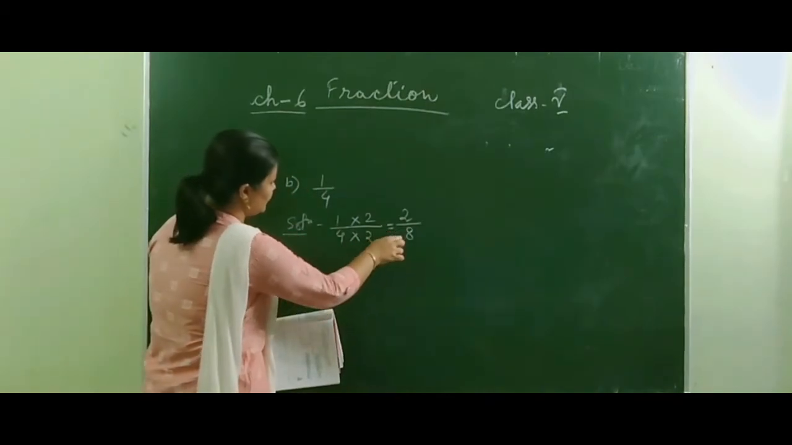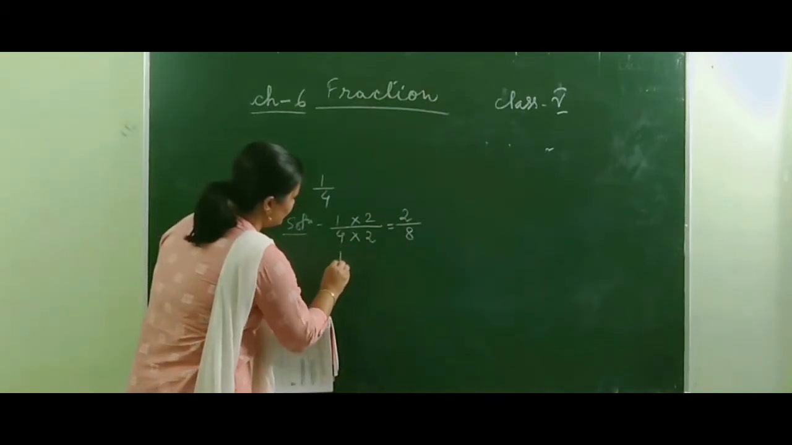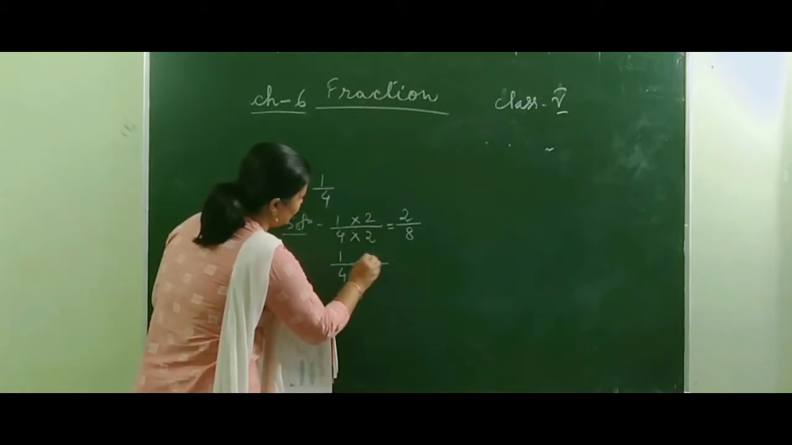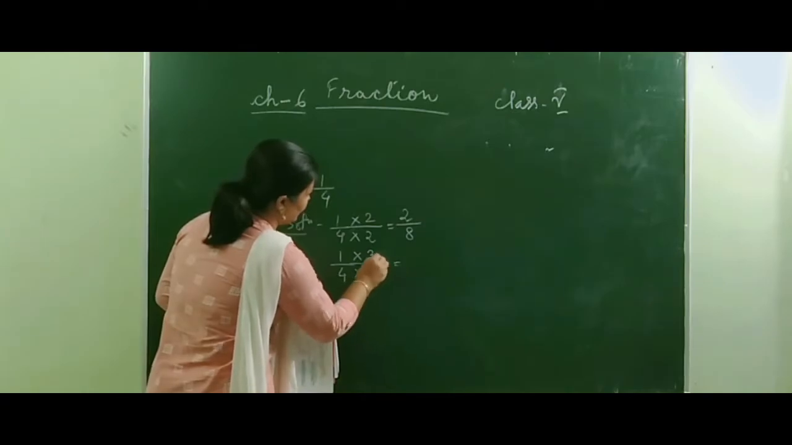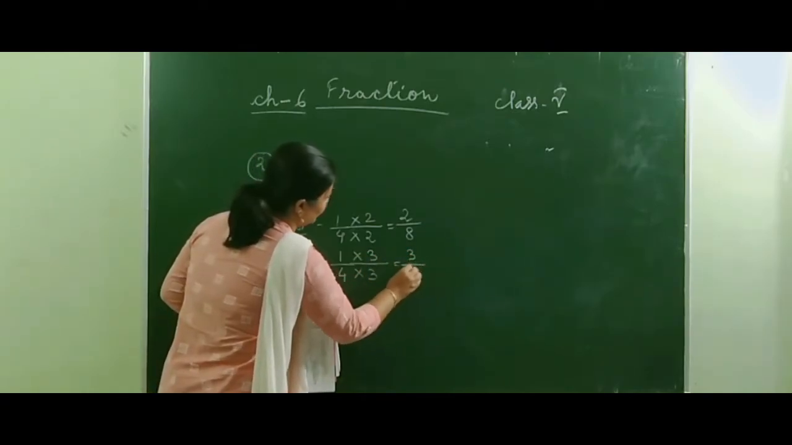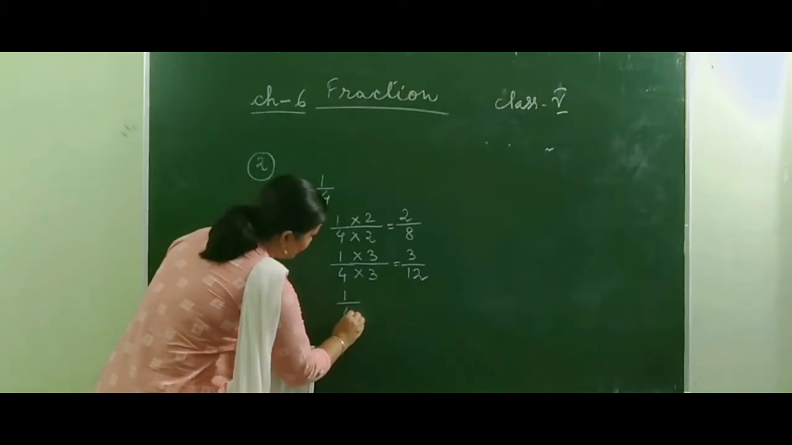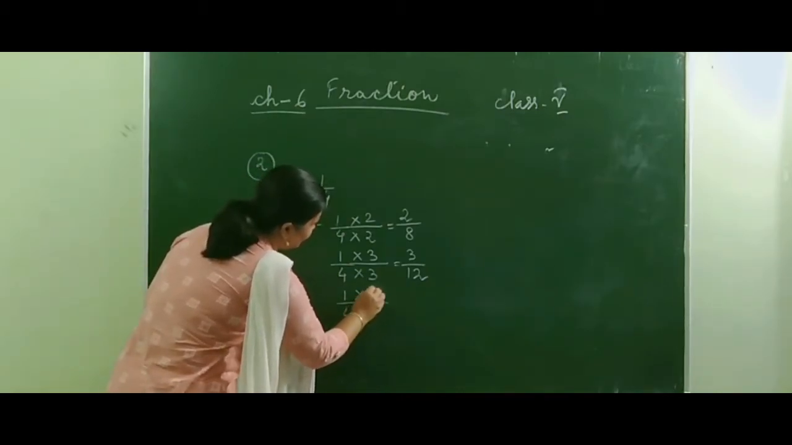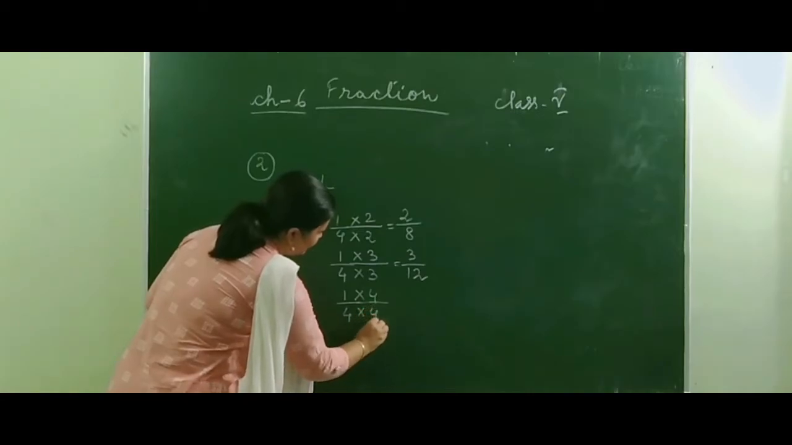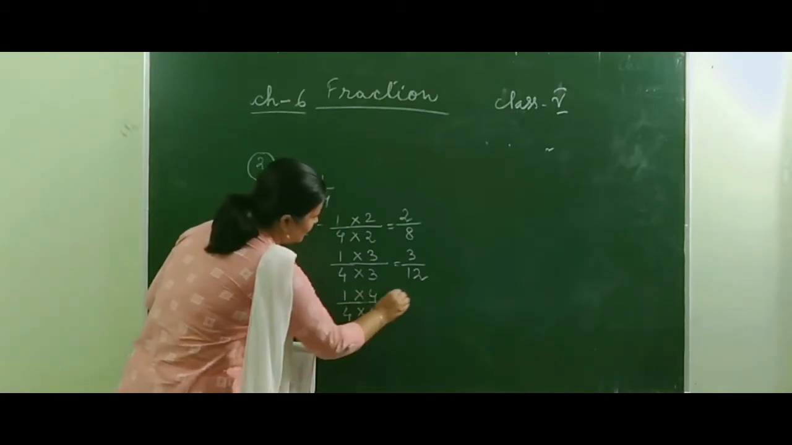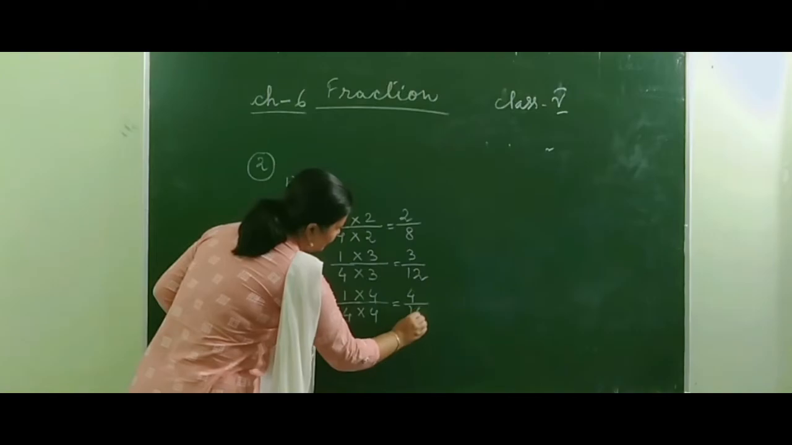Then next, this is the first equivalent fraction. Next will be 1 by 4 multiplied by 3. Then denominator also 3. Then 3 1 time 3, 3 4 time 12. Then next one will be 1 by 4 multiplied with 4. And numerator 4, denominator also 4. 4 1 time 4, 4 4 time 16.